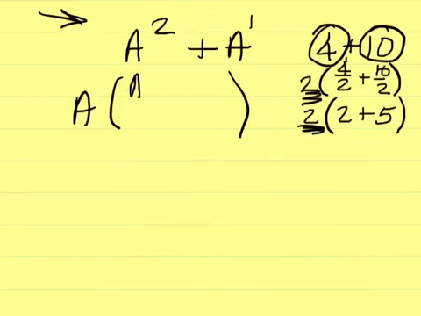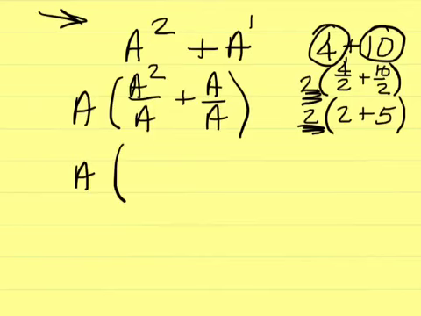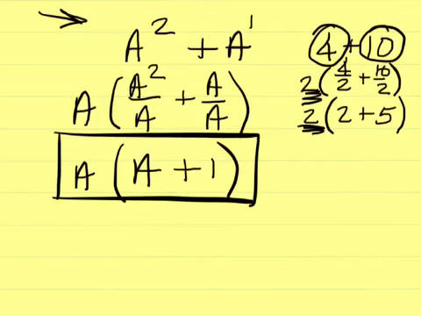So if I divide a squared by a, and then a by a, I have to simplify inside the parentheses. A squared divided by a, which we have tested before, is a. And then a divided by itself is simply 1. Your final answer is a times the quantity, a plus 1.